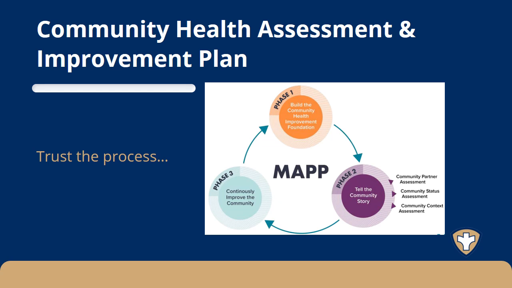The MAP process is broken into three parts. Phase one is to build the Community Health Improvement Foundation, which we have a pretty good foundation in Defiance County since we have been at the Health Department facilitating our Power Defiance County group for a number of years. Phase two is to tell the community story, and this has three parts within it. The first is the Community Partner Assessment. Next is the Community Status Assessment. And thirdly is the Community Context Assessment. Phase three of the MAP process is to continuously improve the community.